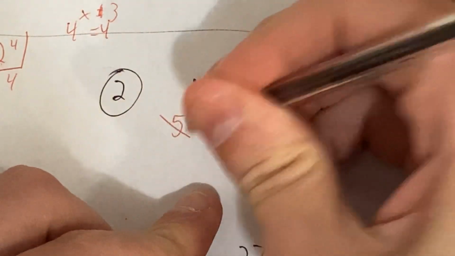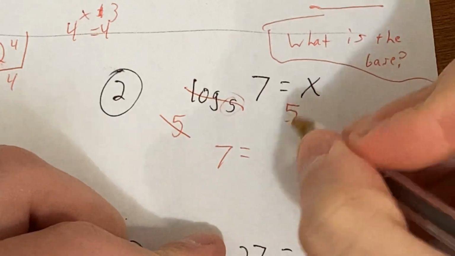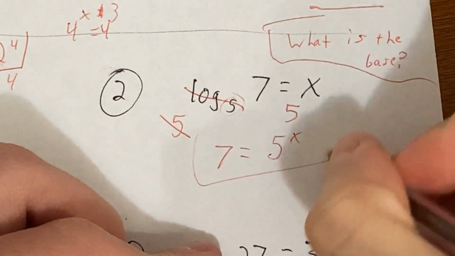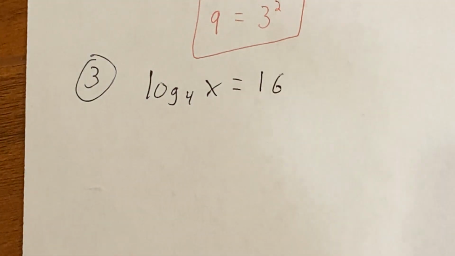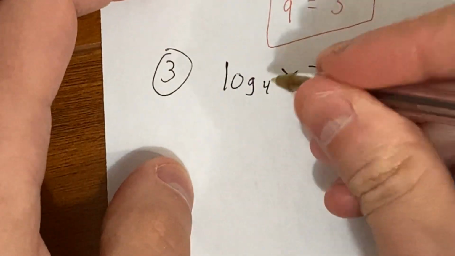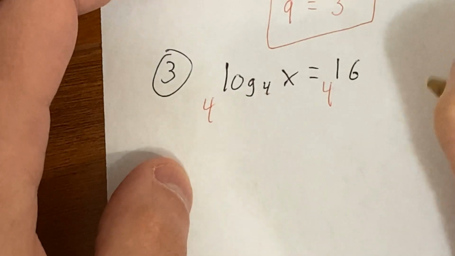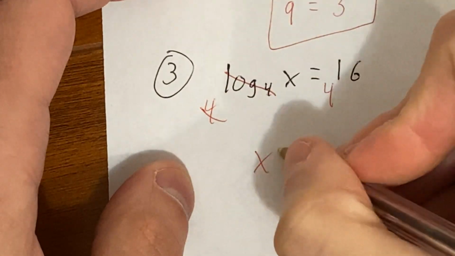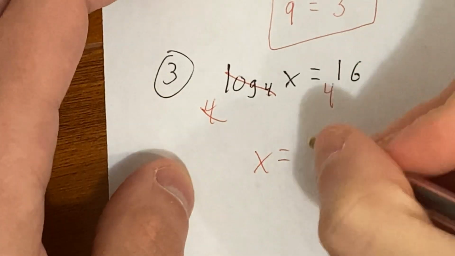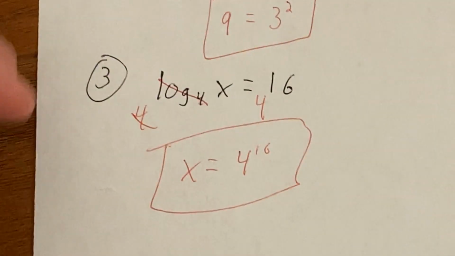So 5 cancels log 5. You end up with 7. And this just says 5 to the x. Feel free to pause the video if you feel like I'm going too fast, or rewind. It's a video, which is awesome. That means you can pause and rewind. So what's the base? 4. Exponentiate with 4. 4 cancels log 4, you end up with x. And this says 4 to the 16th power, which, holy cow, is a huge number. But I don't care because the answer is just that.